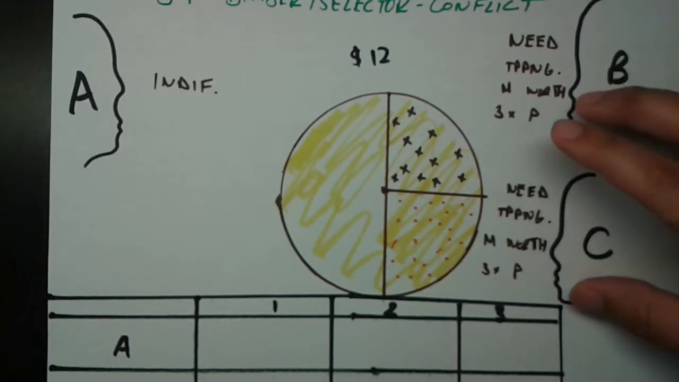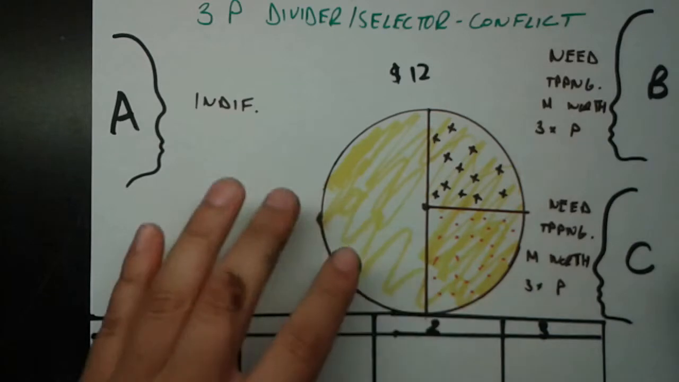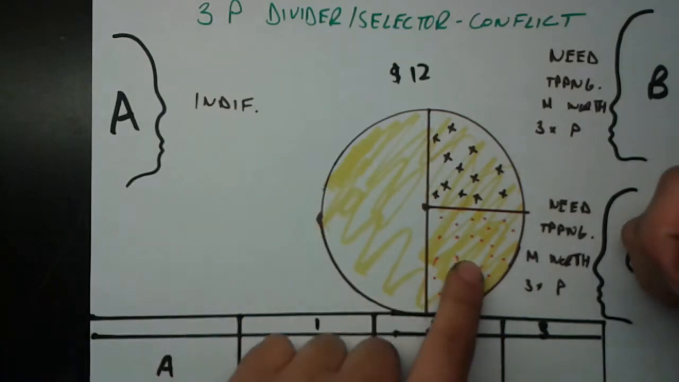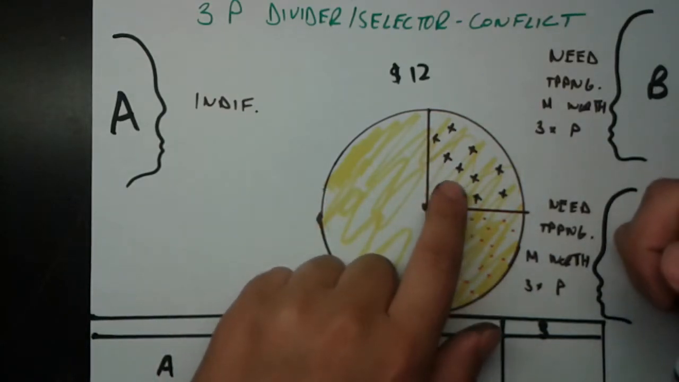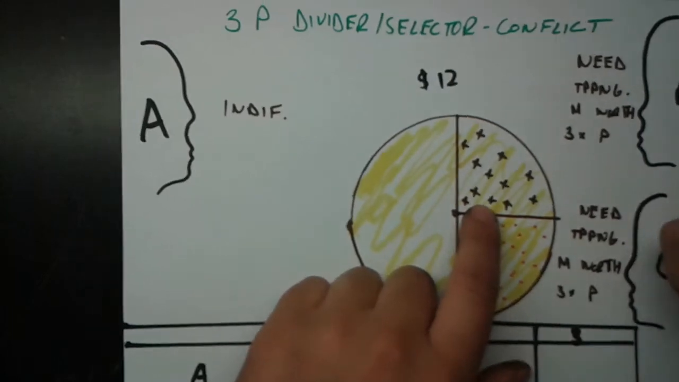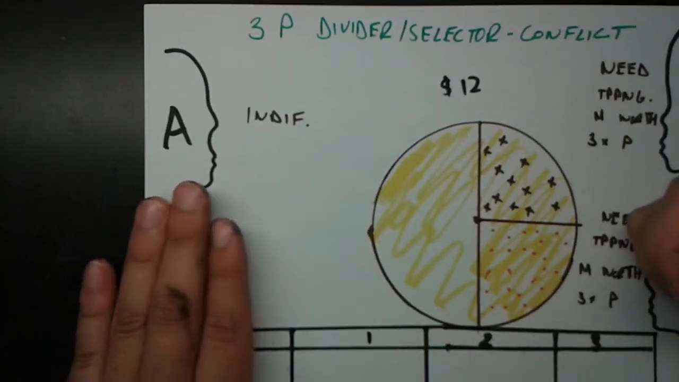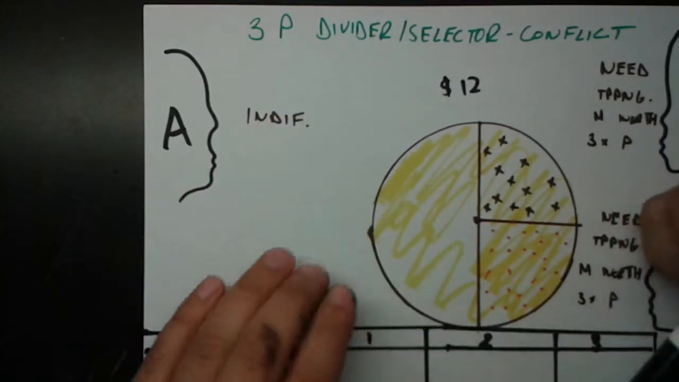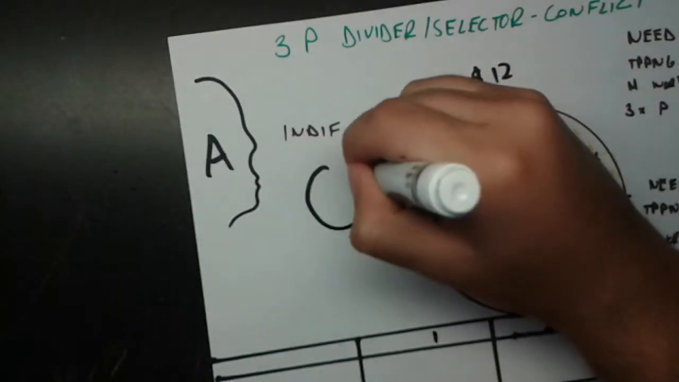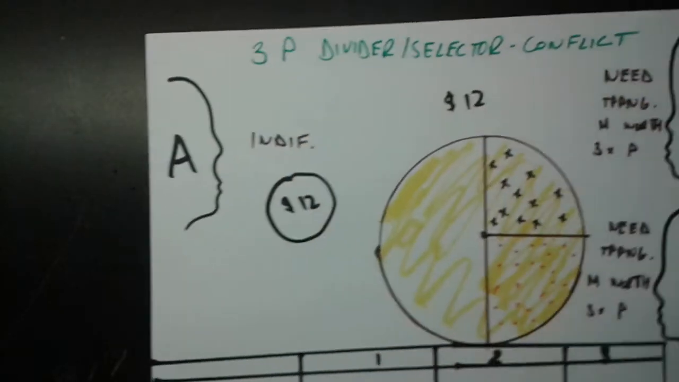So I made a few changes. The pizza is the same. Half of it is cheese, a fourth pepperoni, a fourth mushrooms. The mushrooms I drew with brown X's. Person A has stayed the same. He is still indifferent between what he gets. So his mini diagram, no change, $12 for the pizza.